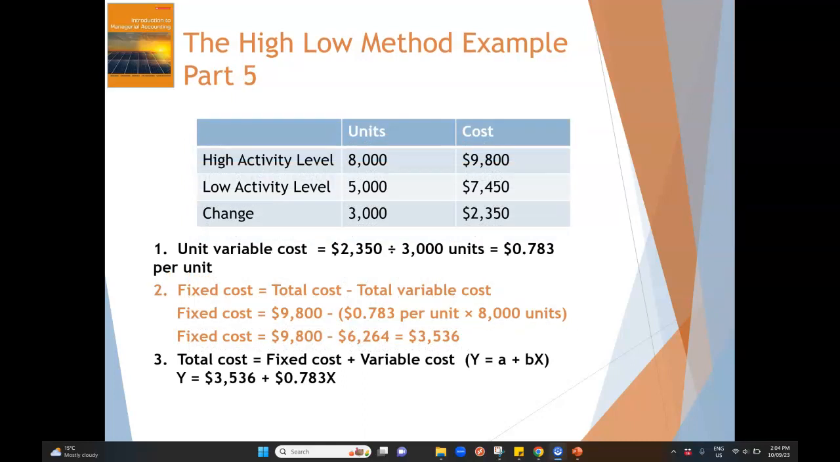The high-low method example, Part 5. 3. Total cost equals fixed cost plus variable cost. Y equals A plus BX. Y equals 3536 plus 0.783x.